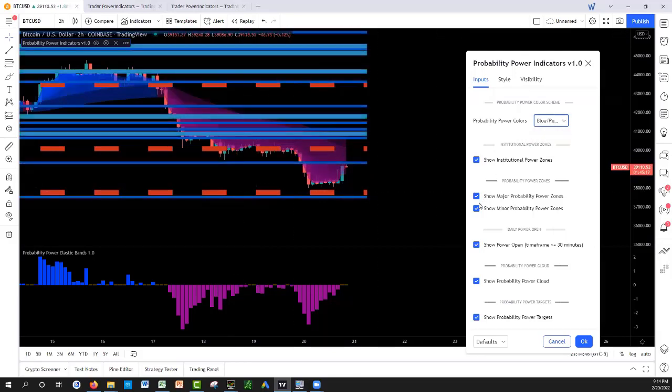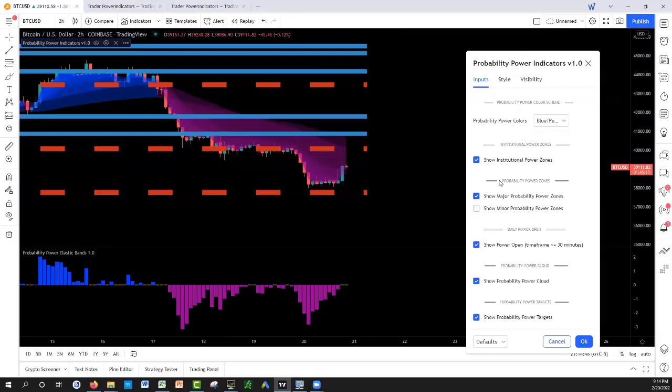However, when we're focusing on long-term investing or swing trading, we really want to focus on the institutional power zones because they're the strongest. And then we can consider the major probability zones as well because they will also be good targets.